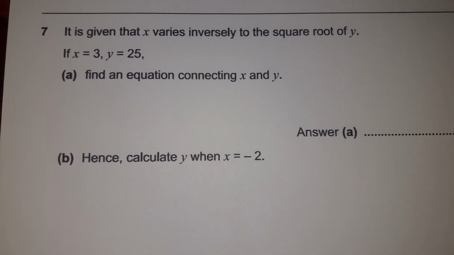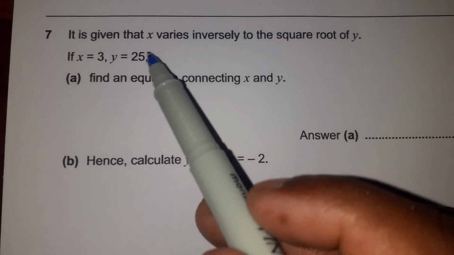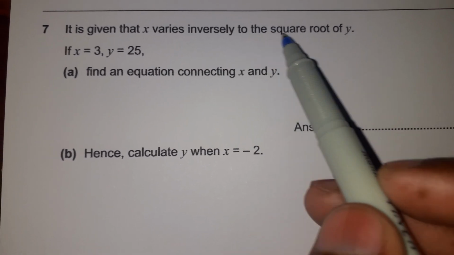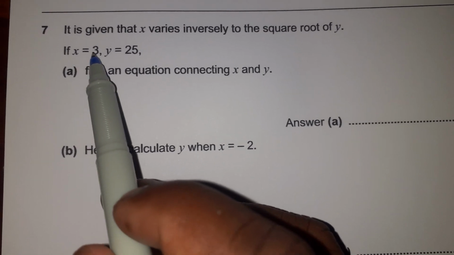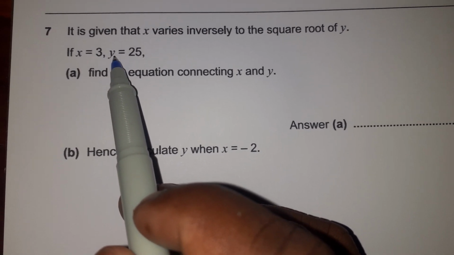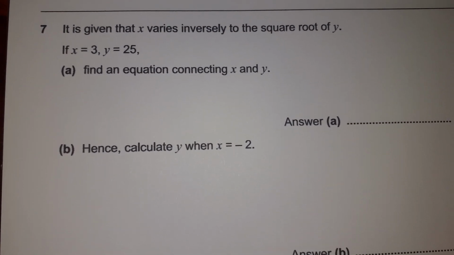Let's look at this question on variation. The question says it is given that x varies inversely to the square root of y, and we are told that x is equal to 3 and y is equal to 25. We need to find an equation connecting x and y.